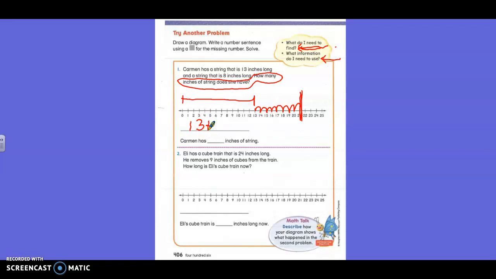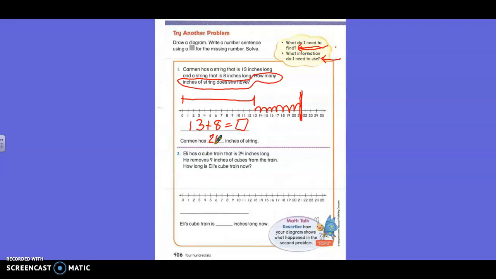Oh yeah, we can put a box. You need to put the box for the missing number. 13 plus 8 equals box. Okay. So what is the box number, everyone? 21. Okay. There we go.